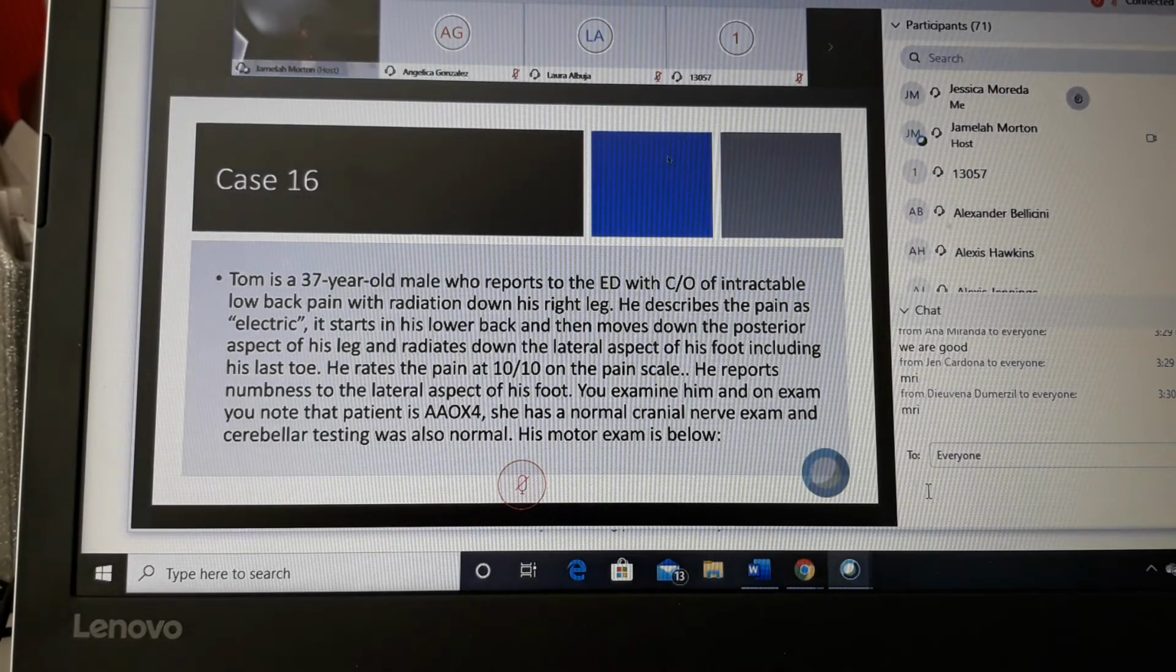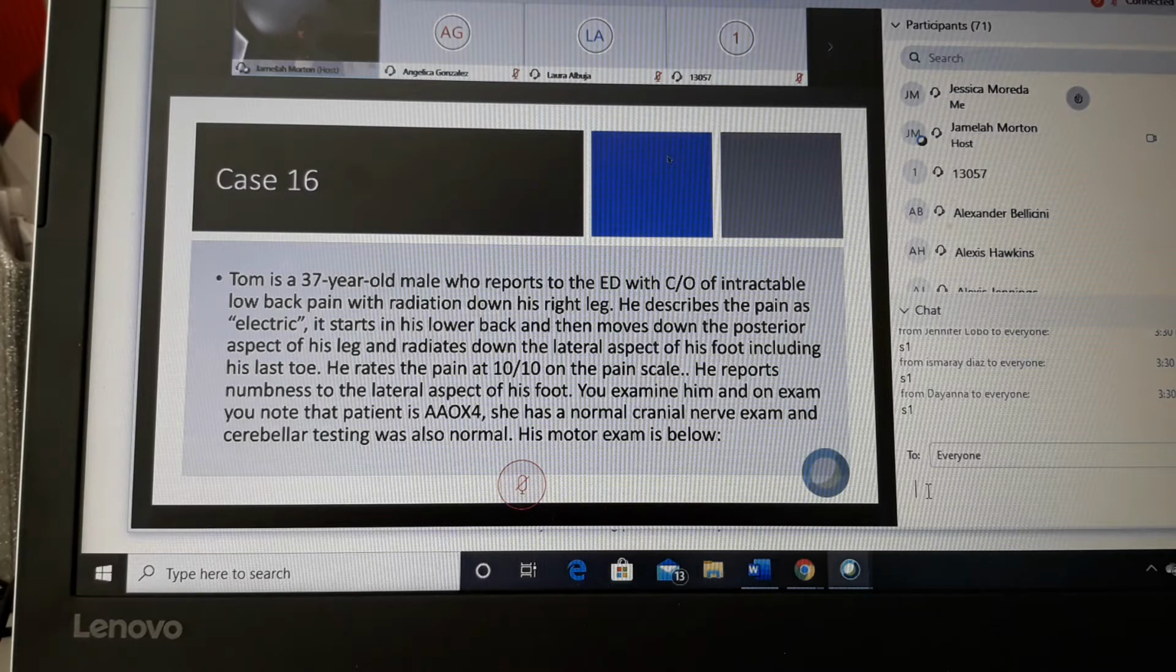Thomas, a 37-year-old man, presented to the emergency department with complaint of intractable low back pain with radiation down his right leg. He describes the pain as electric. It starts in his lower back and moves down the posterior aspect of his leg and radiates to the lateral aspect of his foot, including his last toe. He rates the pain at 10 out of 10 on the pain scale. He reports numbness in the lateral aspect of his foot.